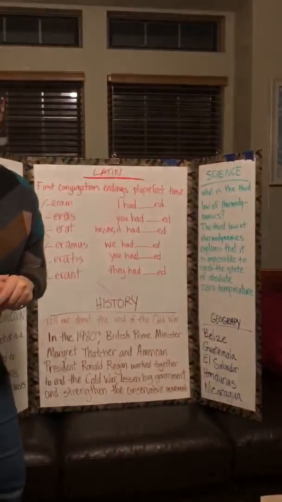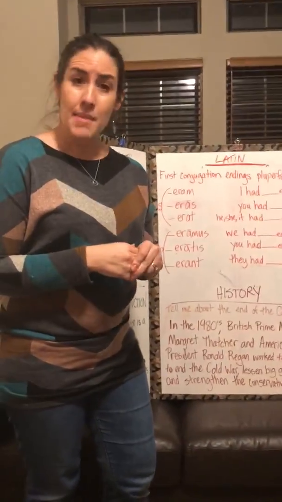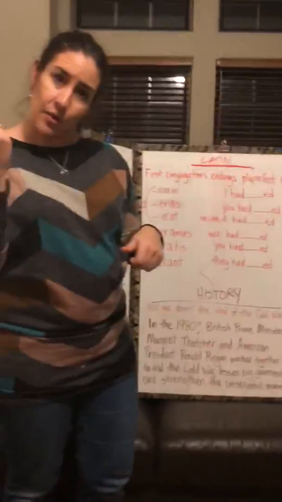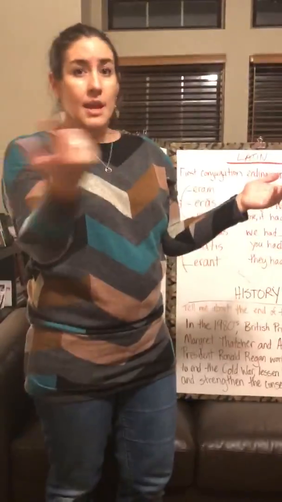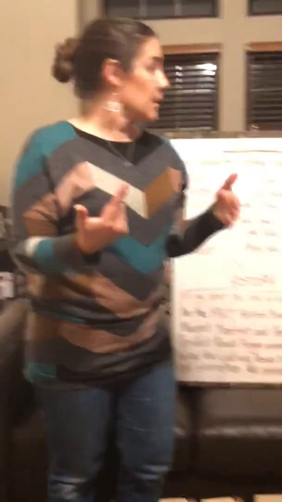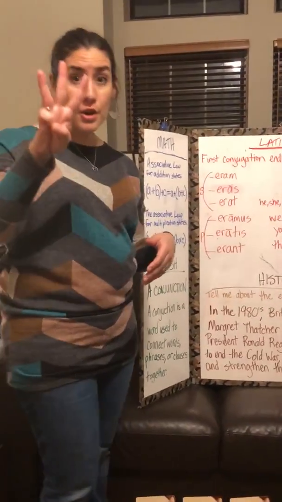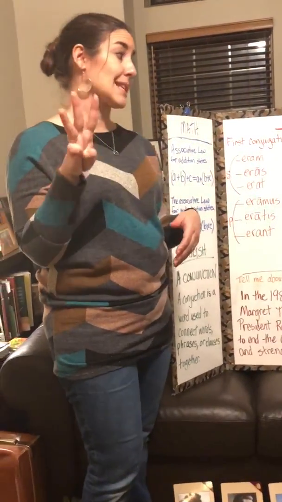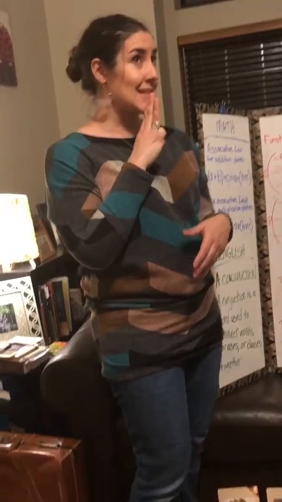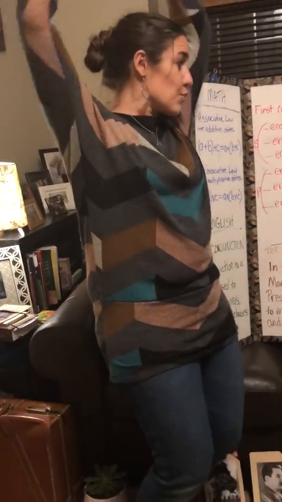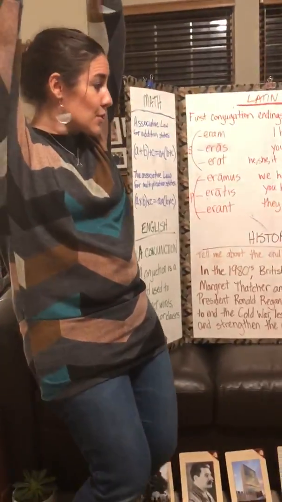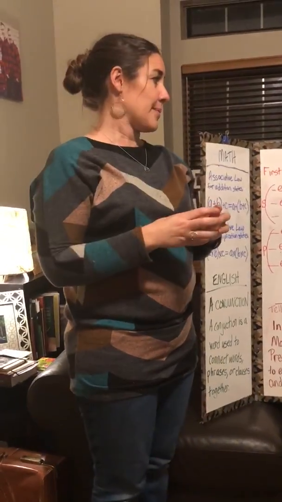What is the third law of thermodynamics? Maybe you could all get up now, if you're sitting down, get up and march around and say it. What is the third law of thermodynamics? The third law of thermodynamics explains that it is impossible to reach the state of absolute zero temperature.